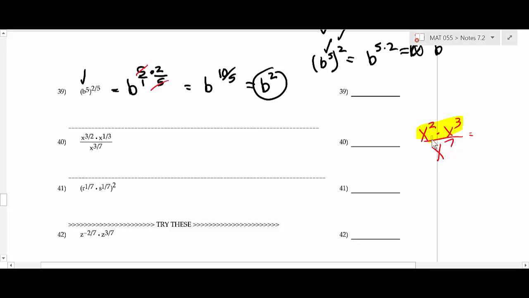X to the what? Fifth. Okay, add the exponents, right? So that would give you x to the fifth over x to the seventh. In your head, can you tell me what the answer to that problem is? 1 over x to the second.